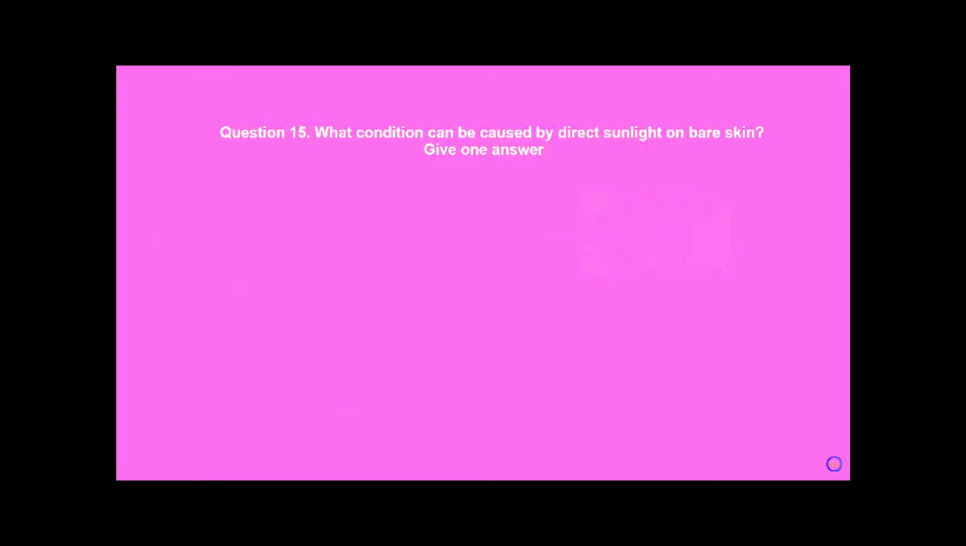Question 15. What condition can be caused by direct sunlight on bare skin? Give one answer. A. Acne. B. Dermatitis. C. Rickets. D. Skin cancer. The correct answer is D. Skin cancer.